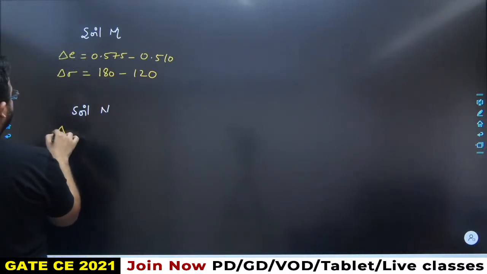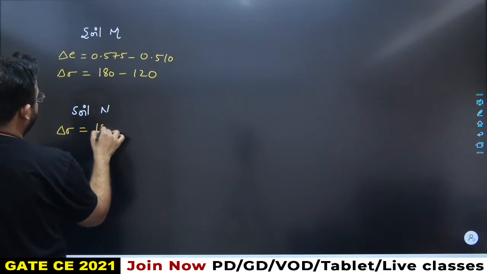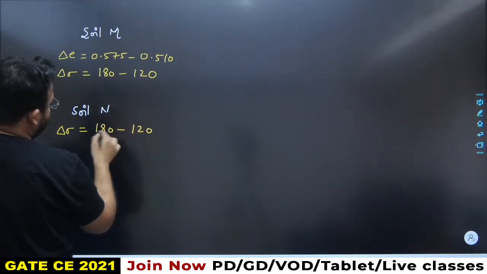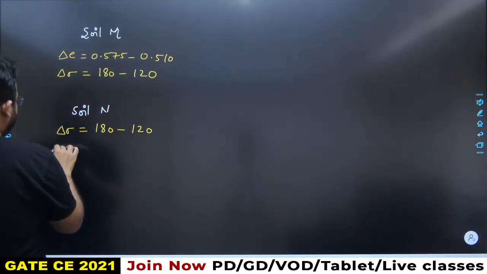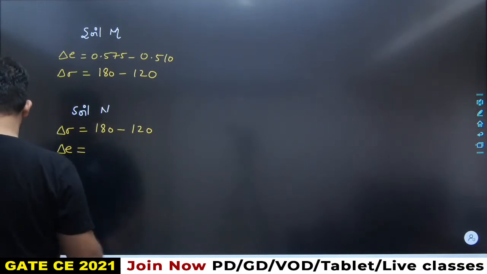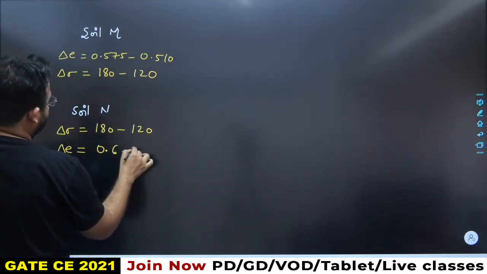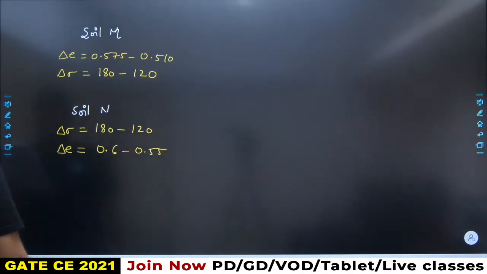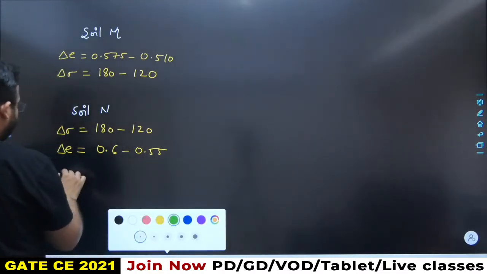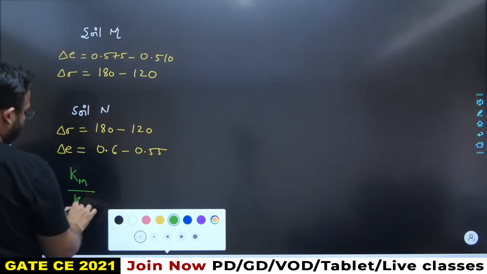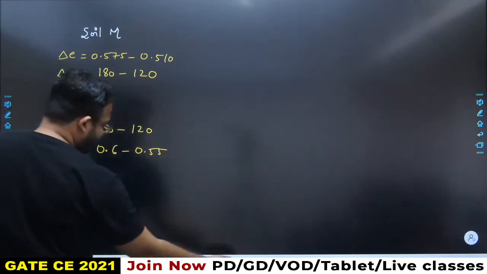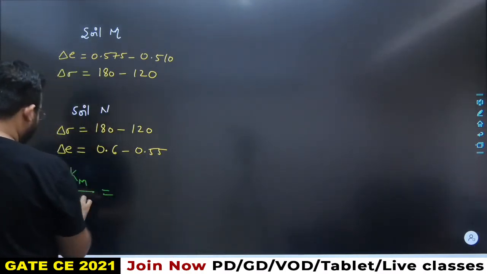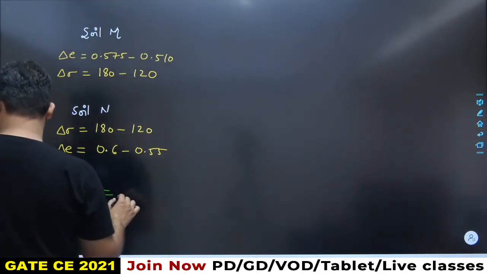If there is the same change in pressure in soil N, means if we increase the pressure from 120 kilopascal to 180 kilopascal in the case of soil N, the change in void ratio is 0.6 to 0.55. So this is the change in void ratio on the same change in effective stress. Now they have given the hydraulic conductivity ratio for soil M to soil N, that is the coefficient of permeability of soil M to soil N. They have mentioned Km by Kn is equal to 0.125.